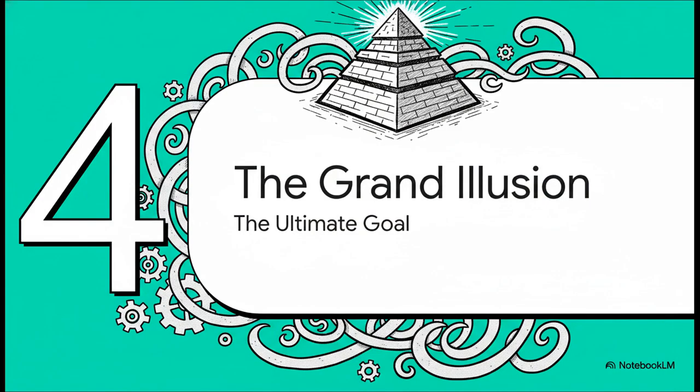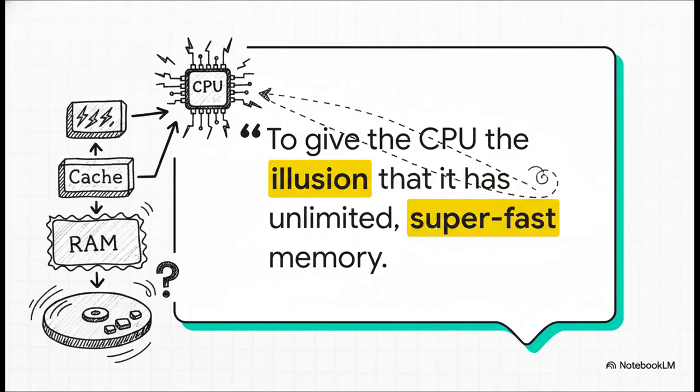So, after all that, you might be asking, why? Why build this complicated pyramid with all these different layers? What's the point? Well, the ultimate goal is to create a kind of magic trick, a beautiful and really effective illusion. And this is the big takeaway. The whole point of the hierarchy is to give the CPU the illusion that it has access to a practically unlimited amount of super fast memory.